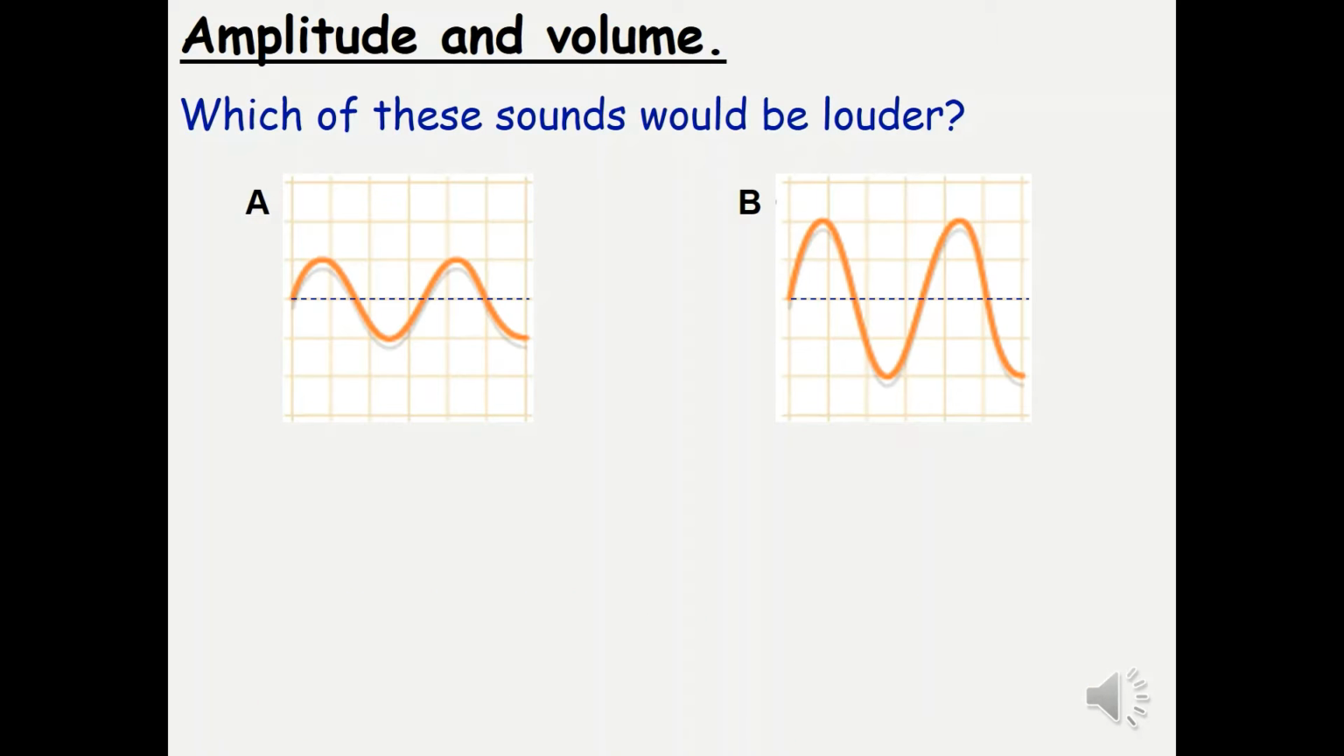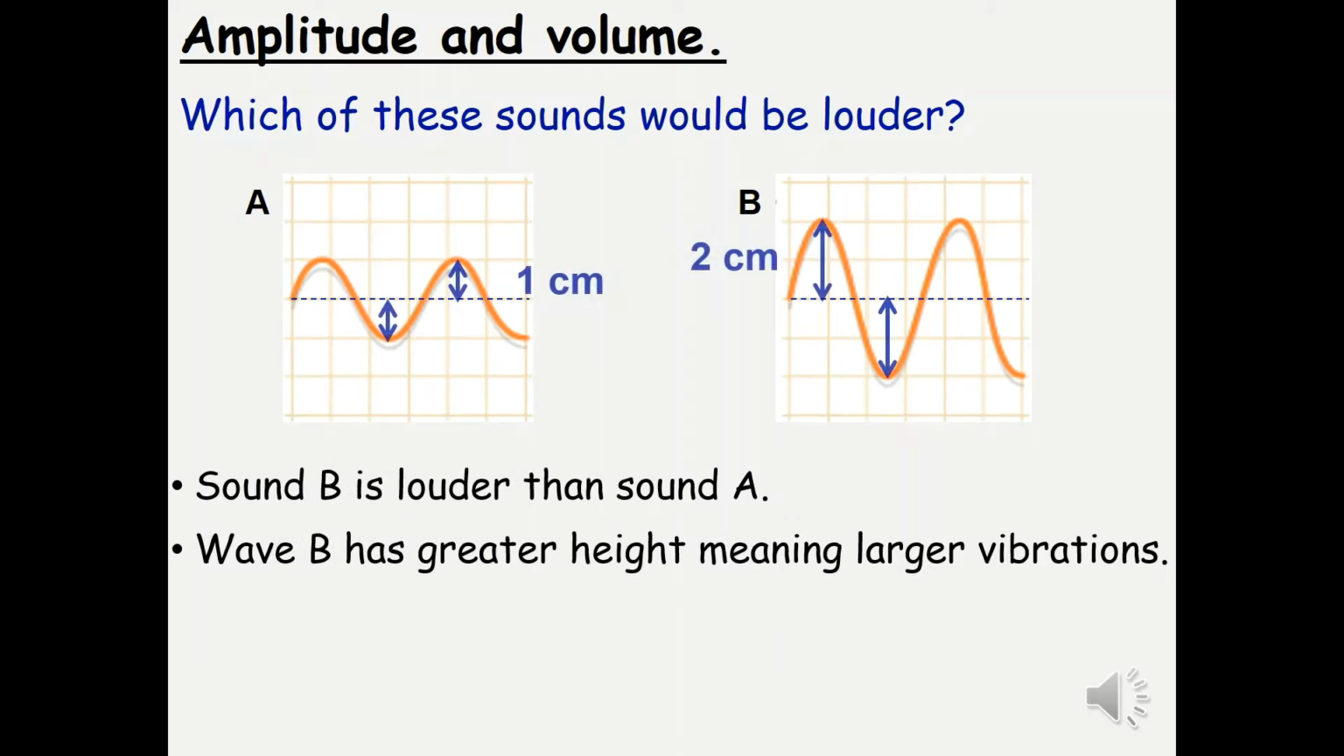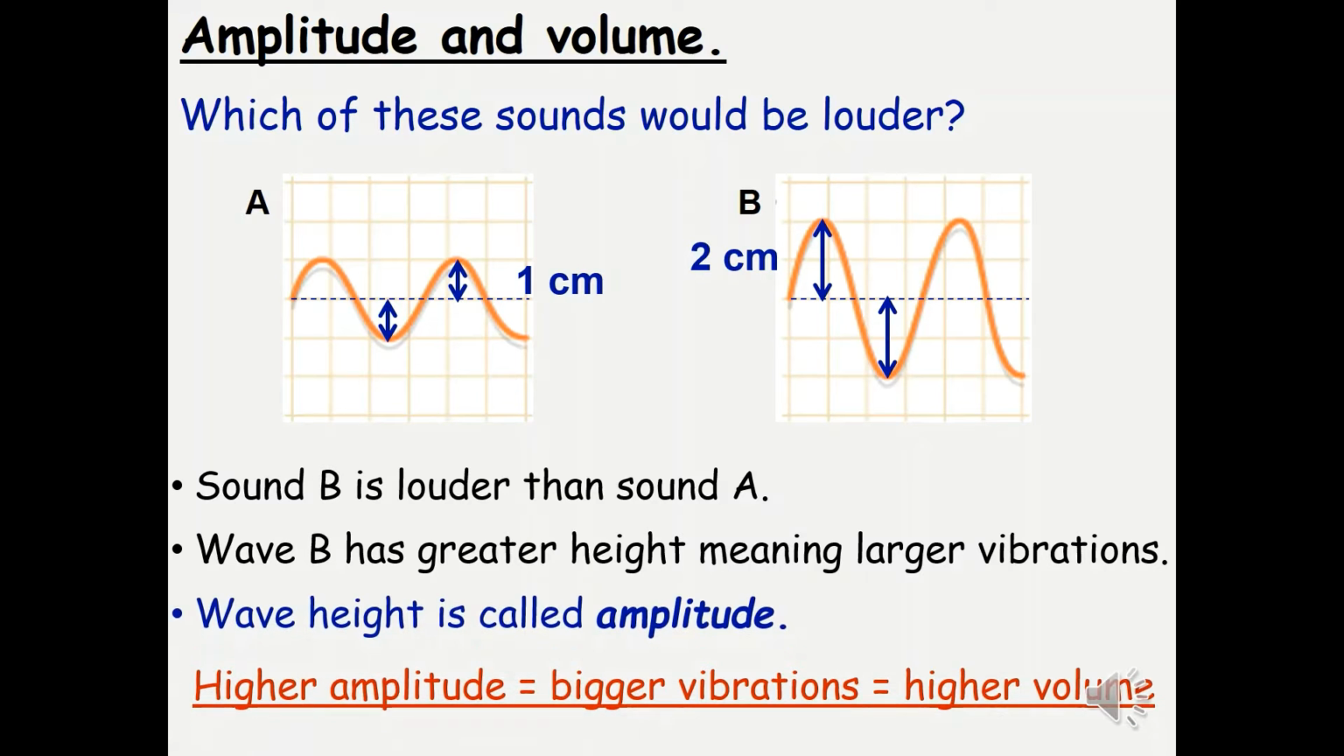Now let's think about amplitude and volume. The question here says, which of these sounds would be louder? As we pay attention to A and B, we can deduce that sound B is louder than sound A, because if you look at the height, B has 2 centimeters in height compared to A, which has 1 centimeter. So wave B has a greater height, meaning larger vibrations. Wave height is called amplitude, as we all should be familiar with. The higher amplitude is equal to bigger vibrations, which of course means higher volume.